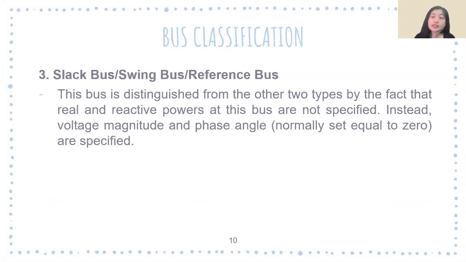So our slack bus is distinguished from the latter two types because the real power and our reactive power at this bus are not specified. Instead, the voltage magnitude and our phase angle, which is normally set to 0, are specified. We have to remember that in the slack bus, our voltage magnitude and our phase angle are constant, and our phase angle is always 0. So if, for example, the voltage given is 24, even if not specified, the phase angle would be 0. So that's going to be voltage equals 24 at an angle of 0 degrees V.